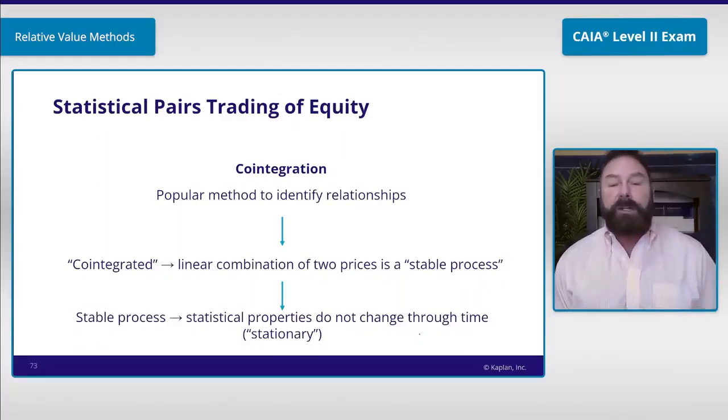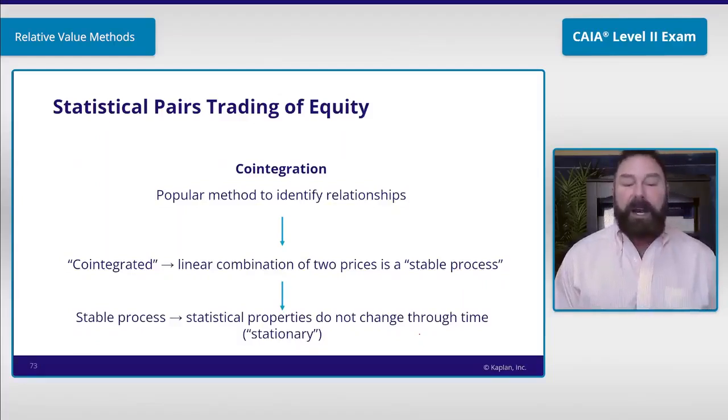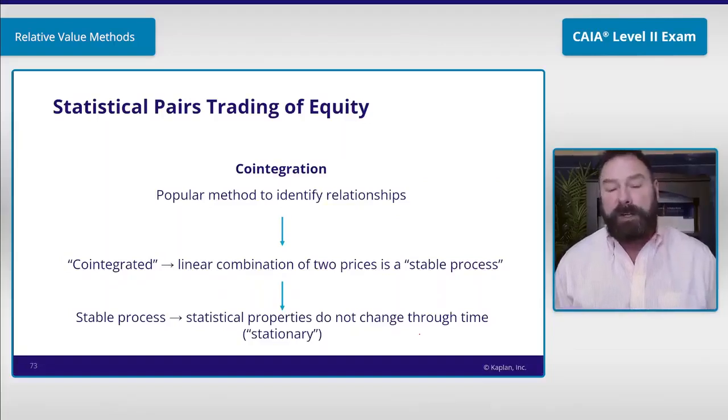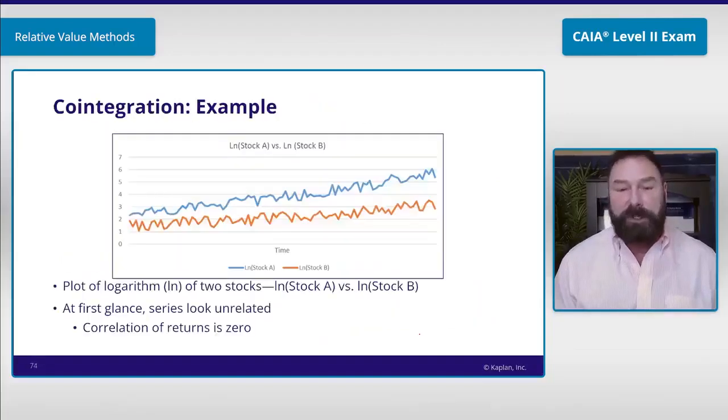So with co-integration, what we recognize is a linear combination of two prices as being a stable process. So in order to create a stable process, there has to be no change in the statistical properties, in terms of means or in standard deviation. Now, we ultimately end up with a stable process if we have co-integration that exists and that those properties are not changing through time.